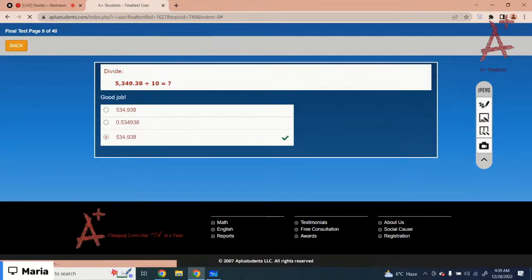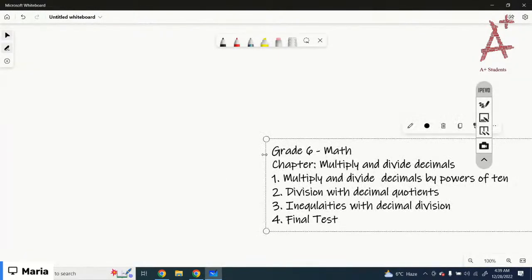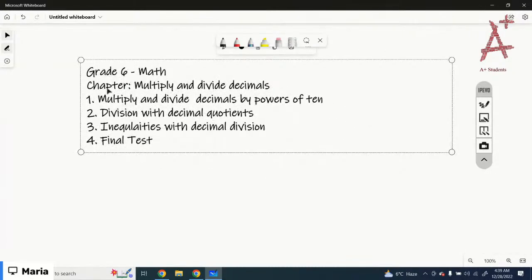Okay, you can complete the test by yourself later today. If you need more help with any of the lessons, you can contact any tutor on Skype. They are available from Monday to Friday, 5 to 9. Got it? So here is the list of the chapters we have covered today. We're working on grade 6 maths. The chapter name is multiply and divide decimals, and the lessons we just covered are multiply and divide decimals by powers of 10, division with decimal quotients, inequalities with decimal division, and then the final test of the chapter.